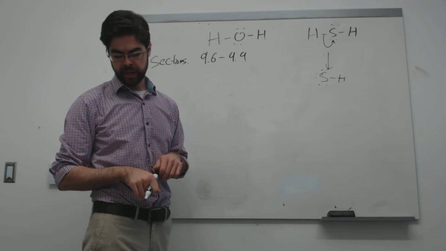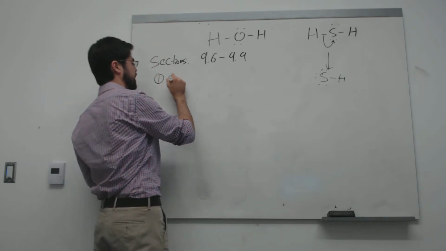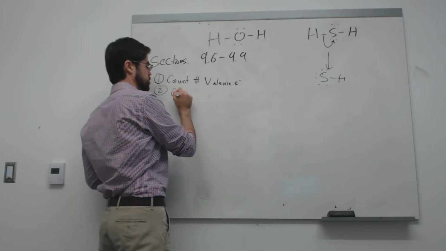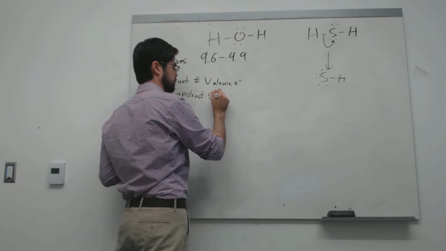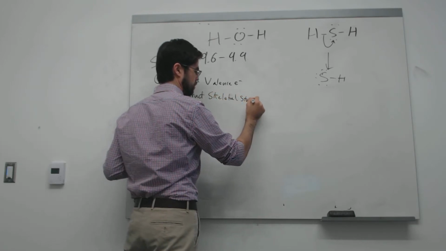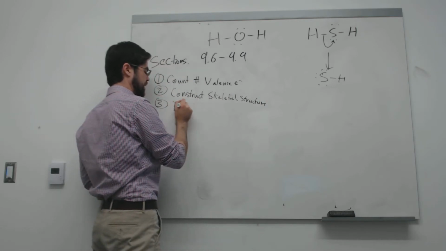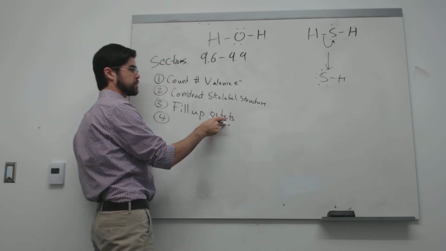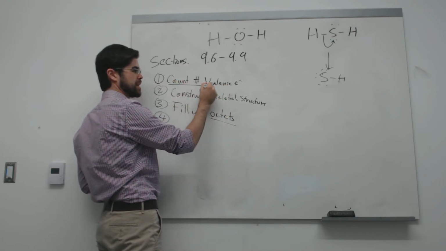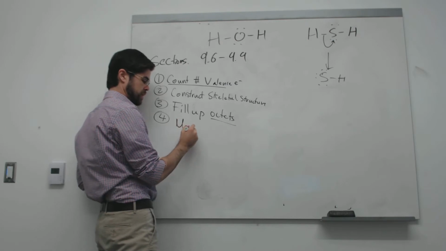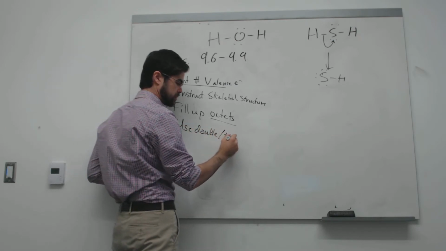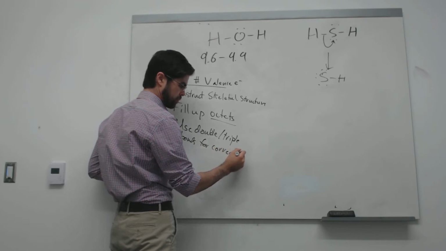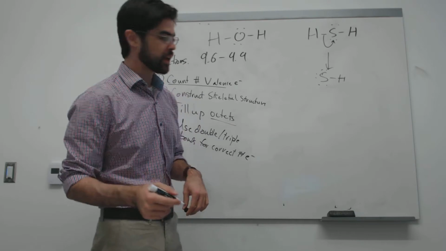But the general strategy is to, one, count the number of valence electrons, construct a basic skeletal structure, fill up octets, make sure everything has an octet, and then if filling up the octets made it so that you didn't have the correct number of electrons, then use double and triple bonds to fix the number of electrons. So case in point, I'll do a really simple one.